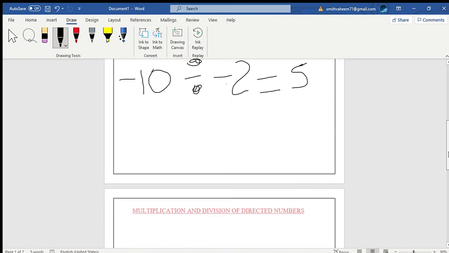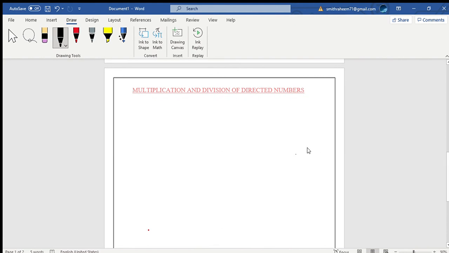Alright, so let's do a few more examples and I think you guys got the drift of it. Let's say you have negative 16 and you want to divide negative 16 by 4. So remember, the 16 is negative and the 4 is positive, and a negative divided by a positive, your answer will give you a negative 4.